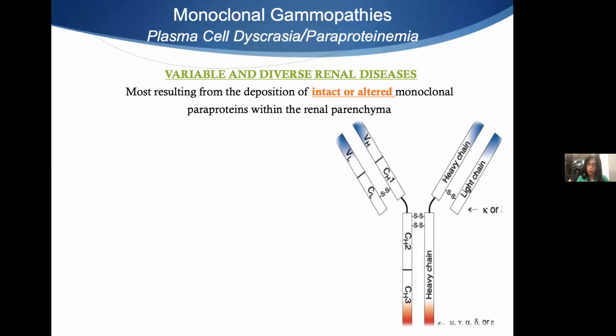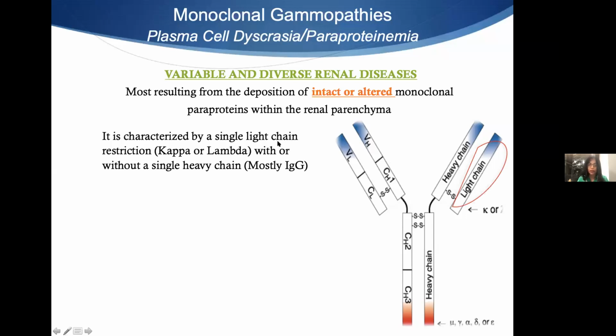Most of them, most and not all, result from the deposition of intact or altered monoclonal paraproteins within the renal parenchyma. So that means that it's usually characterized by a single light chain restriction, kappa or lambda, with or without a single heavy chain, mostly IgG.